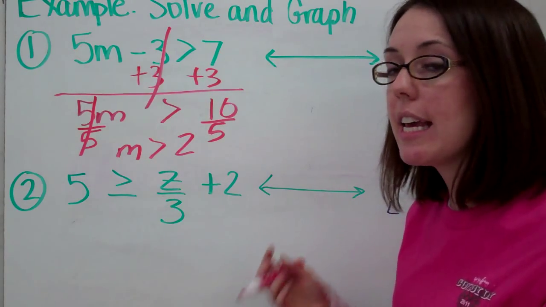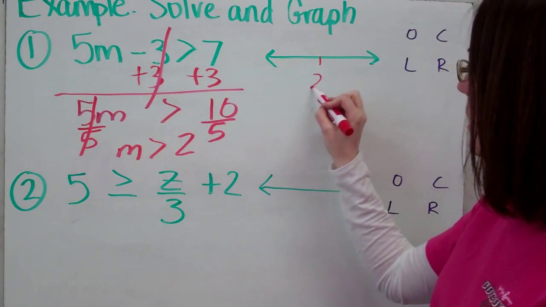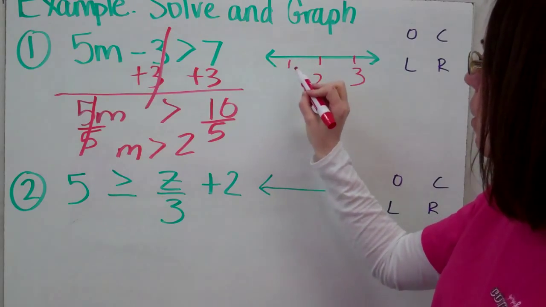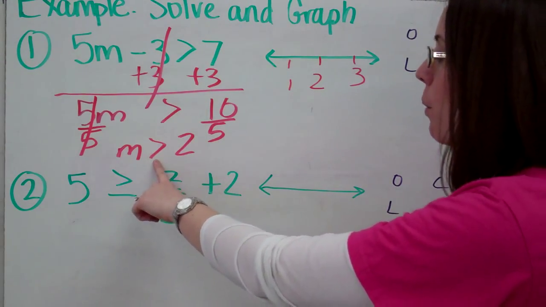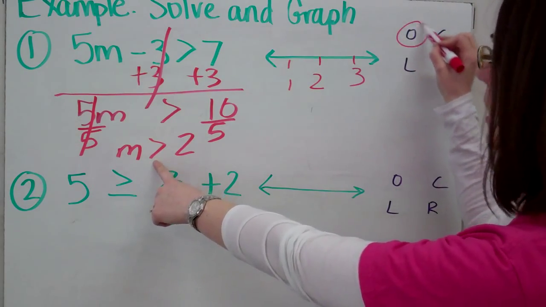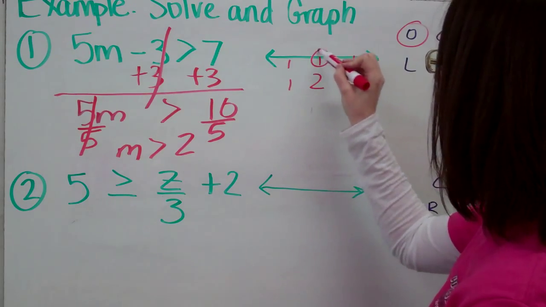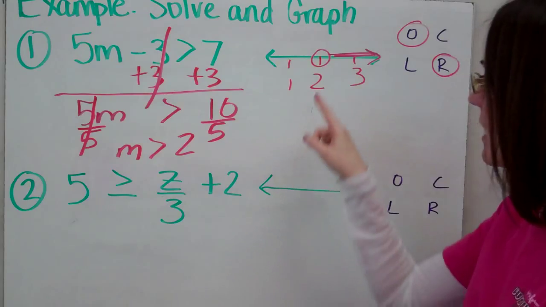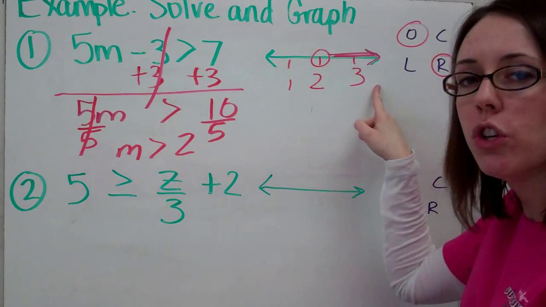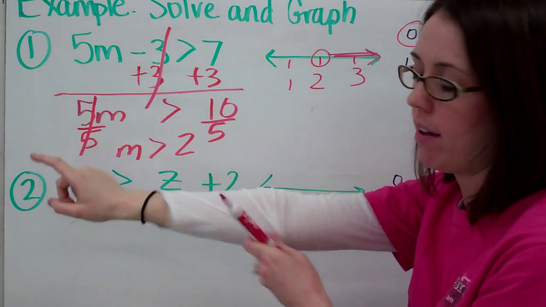So our solution is m is greater than 2. Now, we're going to graph that. 2 goes in the center, 3 above it, 1 below it. Are we going to have an open circle or a closed circle? Well, we're going to have an open circle because it doesn't have equals to, and we're shading to the right. So an open circle on 2 to the right. What does that mean? That means that any number greater than 2, not including 2, but greater than 2 is a solution of this inequality.